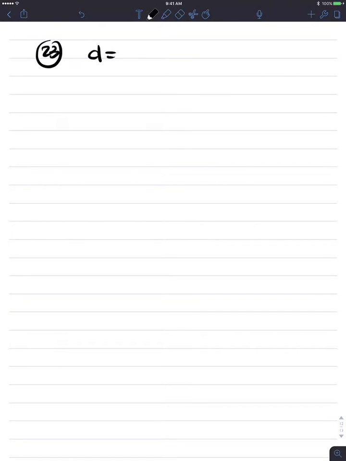(23) Distance is rate times time. They want us to solve for r. They want us to solve for the indicated variable. We've got to get r by itself.